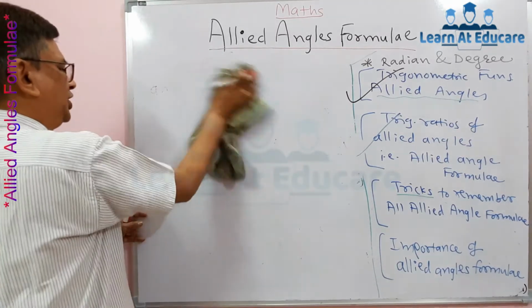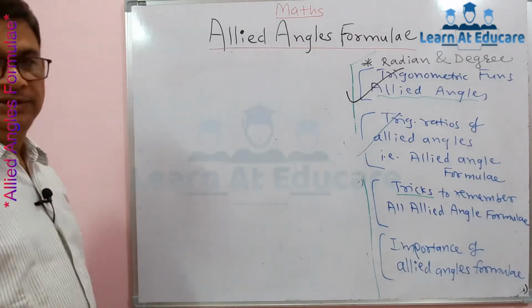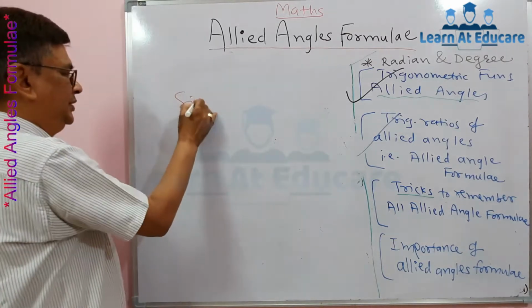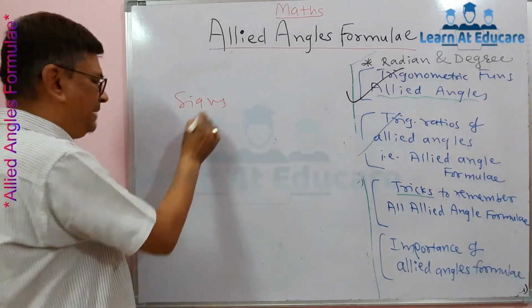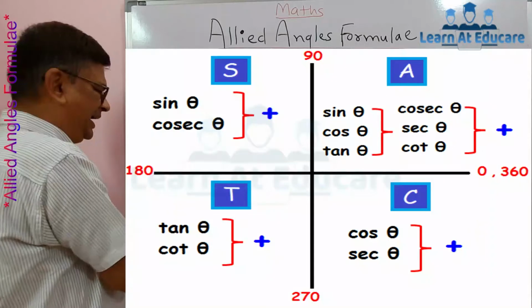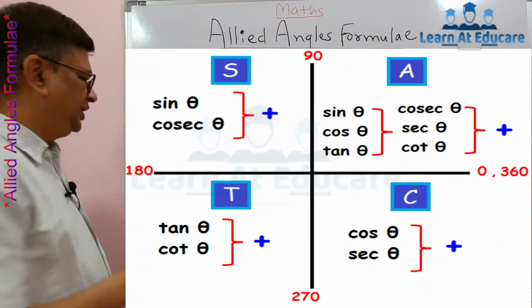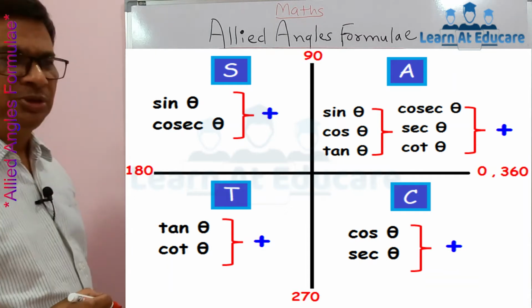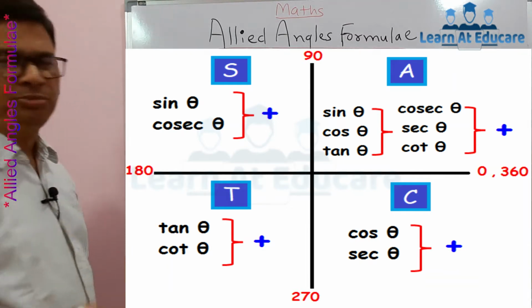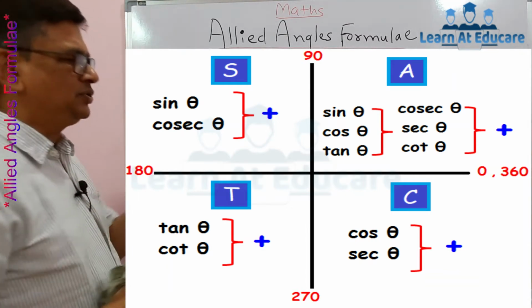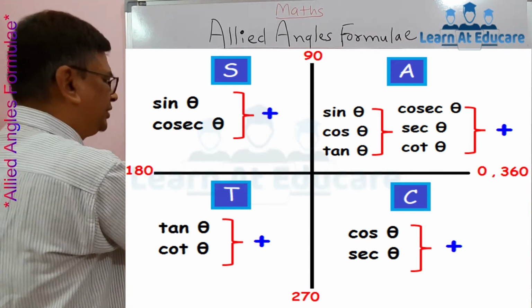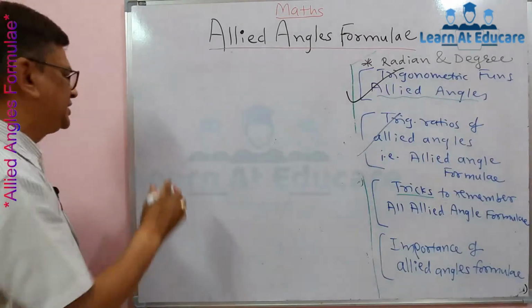Now how to remember their signs, plus or minus? You can remember the signs by our diagram ASTC. In the first quadrant, everything is positive. In the second quadrant, only sine and cosec are positive. In the third quadrant, only tan and cot are positive. In the last, that is cos and sec are positive. We'll take at least a few examples to understand.